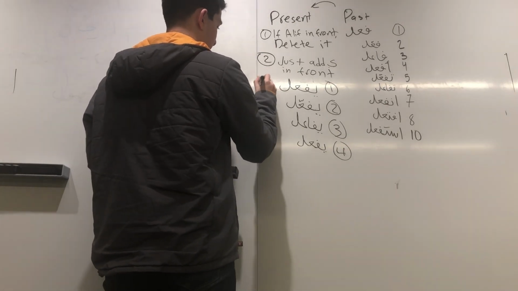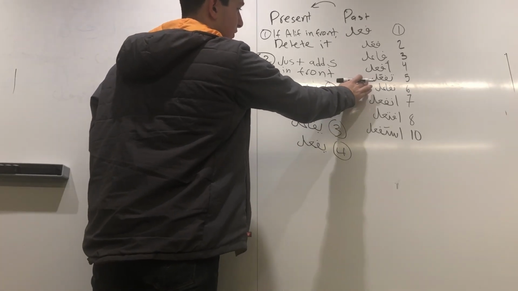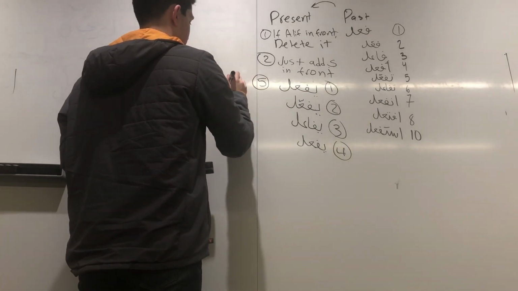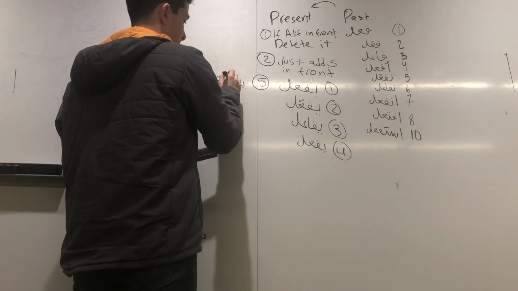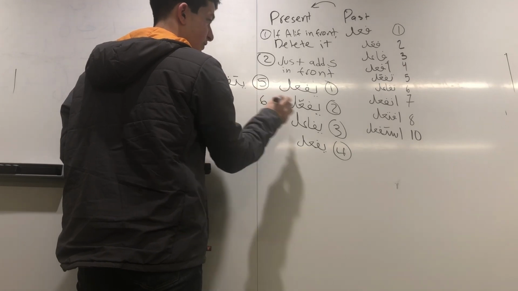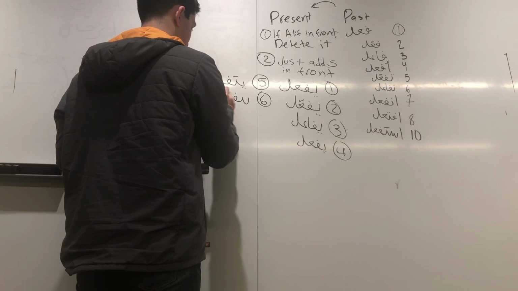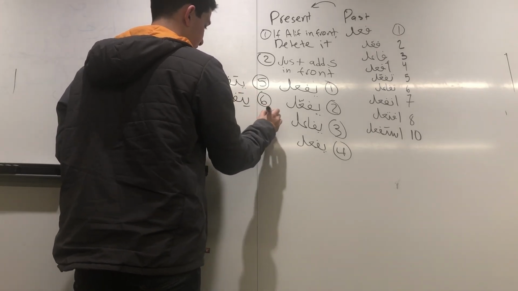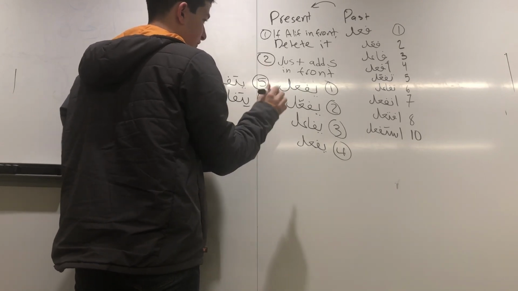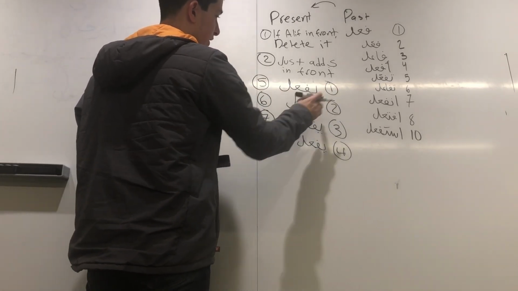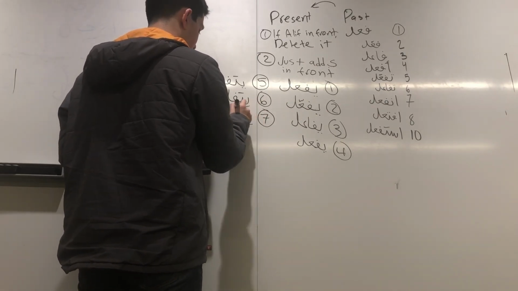So, Form 5 is tafa'ala. There is no alif in the front, so it's just yatafa'ala. Form 6, no alif in the front, add ya. Form 7, there is an alif in the front in infa'ala, so delete the alif. We're left with nfa'ala, add ya. Yanfa'al.